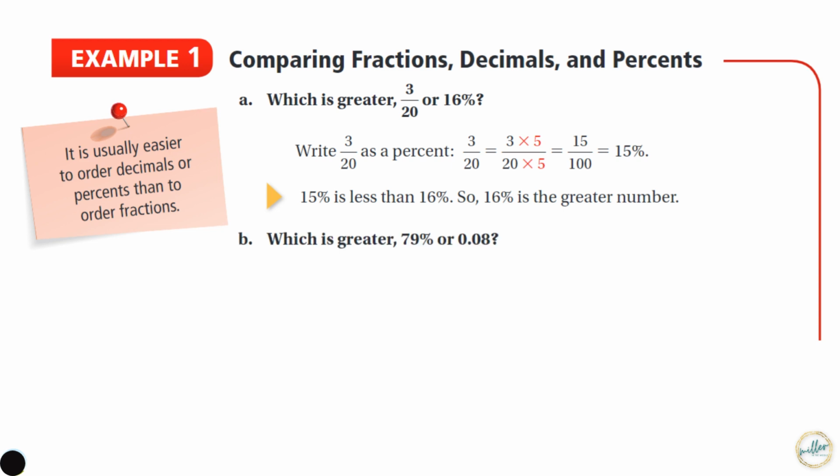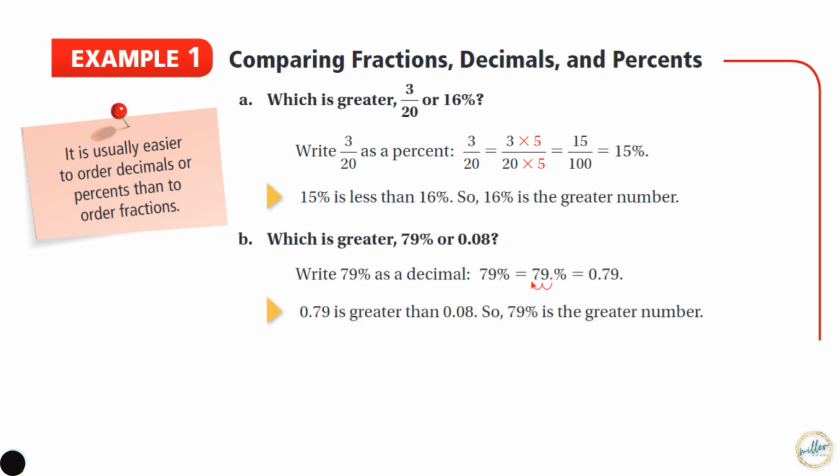B, which is greater, 79% or 0.08? Let's try writing 79% as a decimal. We need to move the decimal place over 2 places to the left, or divide by 100, and remove the percent sign. 79% is equal to 0.79, or 79 hundredths. When we compare them, we have 0.79 versus 0.08. So we can see that 79% is the greater number. If we changed them both to percents, we would have 79% versus 8%.